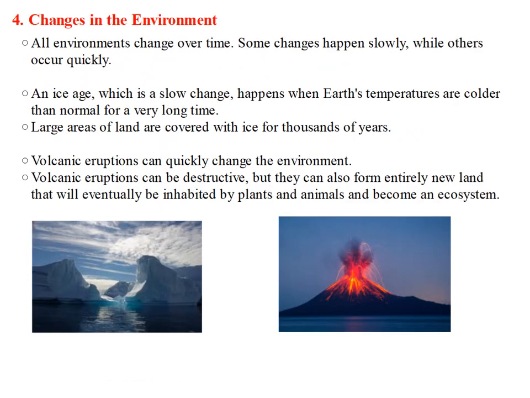Now, let's move to the changes in the environment. All environments change over time. Some changes happen slowly while others occur quickly. An ice age, which is a slow change in the environment, happens when Earth's temperatures are colder than normal for a very long time, so large areas of land are covered with ice for thousands of years.